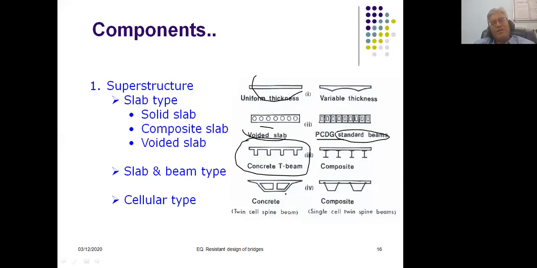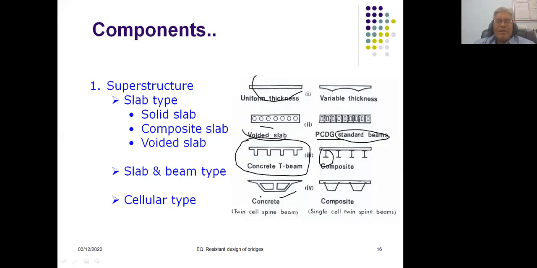Composite: sometimes you also find composite, basically in railway bridges, you find such things. The girders are nothing but plate girders, so these are the plate girders over which the slab is to be placed. Then this is a box type of superstructure.